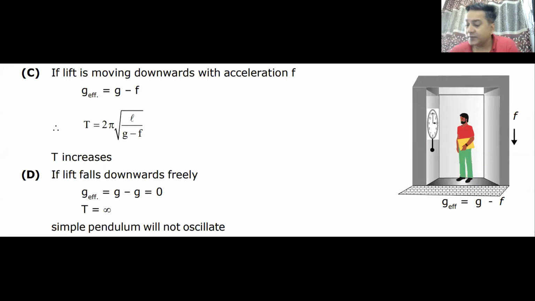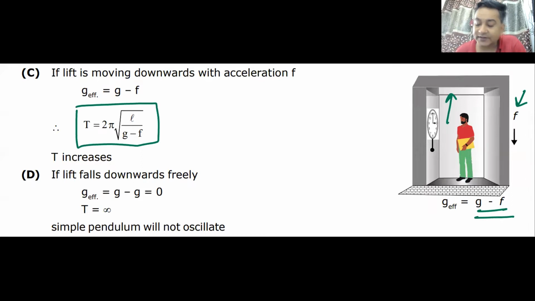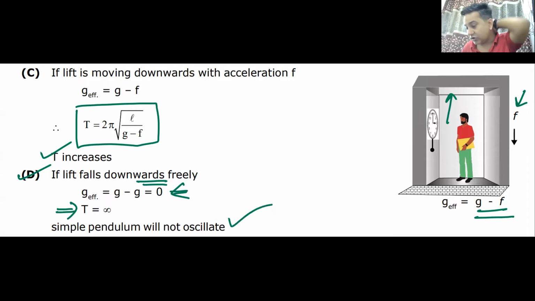Well, let us move ahead and go on to the last part of this particular chapter. In this last part, the lift will be moving down with a constant acceleration F. In that case, we'll have to apply a pseudo force in the upward direction, and therefore the effective value of g becomes g minus F. The time period increases. If the lift is falling down freely, the cord has broken and the lift is falling down freely, the effective value of g becomes 0. Time period becomes infinite and the simple pendulum will not oscillate. Do we understand this? Please note it down. I'll give you a minute to do it.